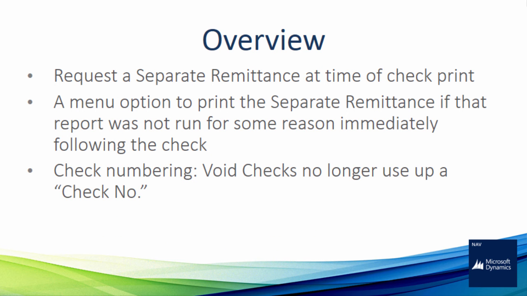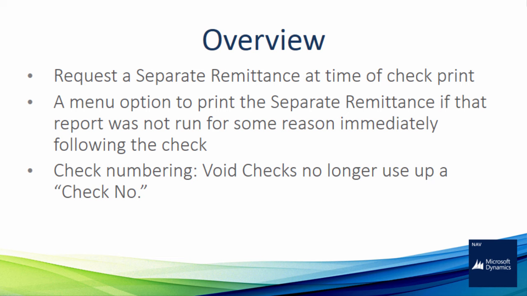Continuing with the overview, it's the ability to request the separate remittance at the time of check print at the end. So if there's stub overflow, that's what that is. There's also a menu option to print separate remittance if that report was not run for some reason immediately following the check. What we needed was the ability to do that if a user bypassed the prompt and then said, oops, I need to print those remittances. Well, there's a report that lets them reprint it if they've bypassed it for whatever reason.